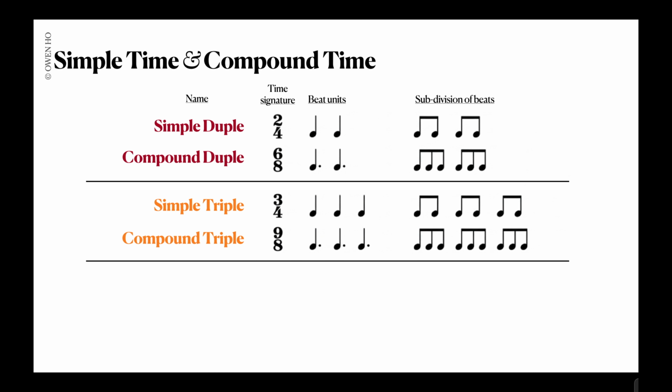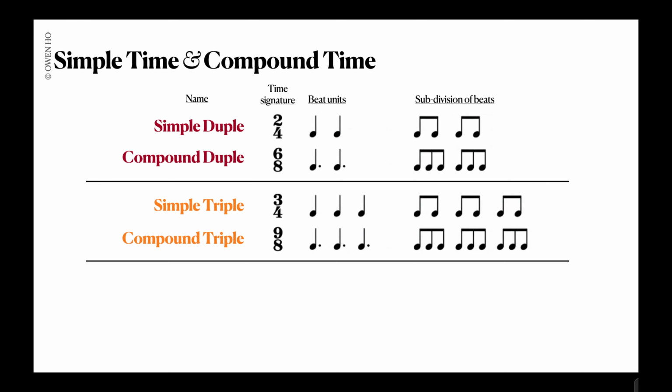On to the idea of 3. When we count in 3, we are counting in triple time. Again, there are simple and compound versions of it. In the case of a simple triple, we always have the number 3 at the top of the time signature. The bottom number doesn't really matter, again, for the same reasons. And in this case, we have a 3/4 as an example, which means there are 3 crotchets in every bar. When we subdivide them, again, we subdivide them evenly. So it becomes 1-and, 2-and, 3-and. They divide into quavers in this case.